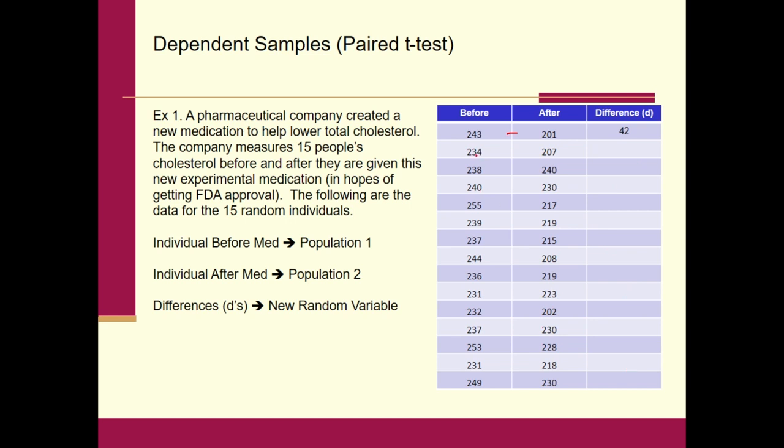Notice for the second person, we got 234. We're going to do the subtraction between the two, 207. You get a difference of positive 27. Take a look at the third person. Third person is 238 and 240. You do the subtraction between the two, and you actually get a negative 2. So you have to pay attention to the positives and negatives for the differences. That's really, really important. So I'm going to fill in the rest of these. Hopefully you're good with all those numbers. All right, there are all the differences.